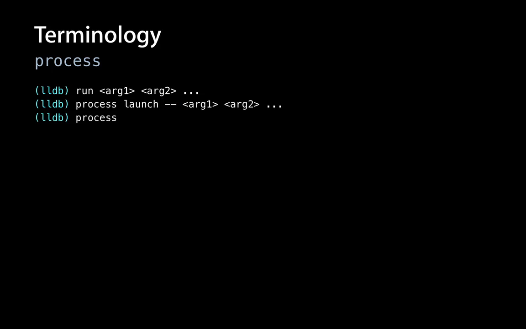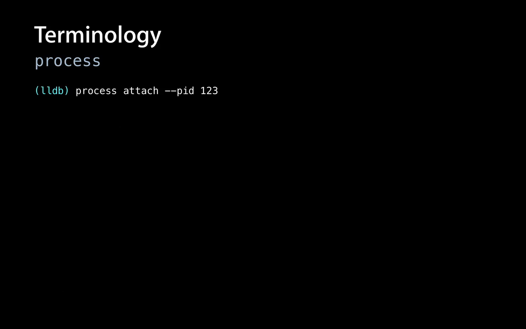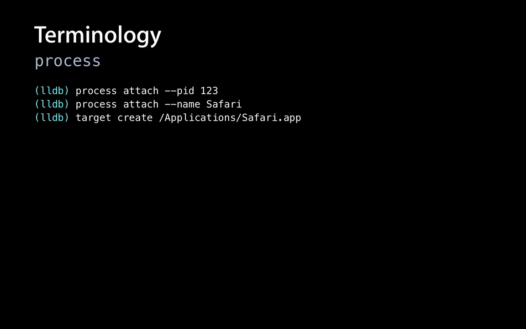If we take a look at what we can do with a process, we can type process and hit the tab key again to discover all the variety of different things that we can do with a process. We'll show you some of the more common things that you'll do. If you want to attach to a process by process ID, you can use process attach with the dash dash pid option. You can attach to a process by name. You can create a target first, and if you create a target, we already know the name of the executable that you're going to attach to, so you can just type process attach.